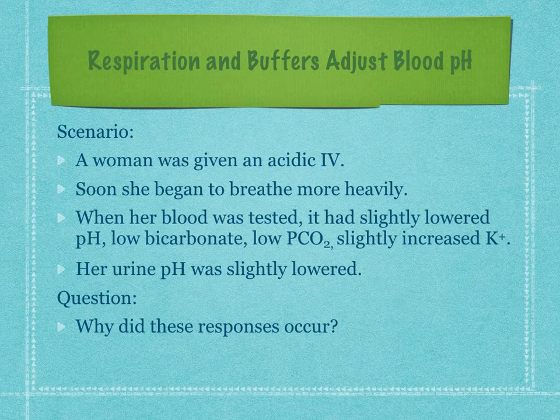So when we look at her ABG, we see that her pH is only slightly low because these compensatory mechanisms have been put in place, but they haven't completely changed her pH to a normal pH. Her PCO2 is low from breathing heavily and blowing off her CO2. And her potassium is slightly increased because acidosis has driven it out of the cell, and the acid is moving into the cell to become buffered.